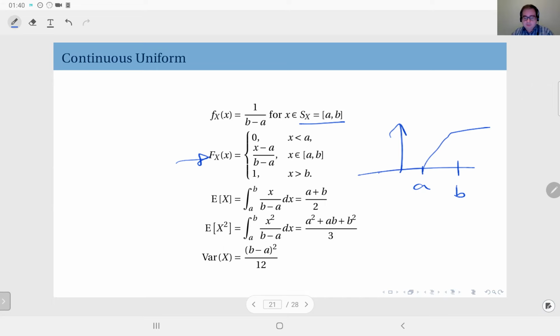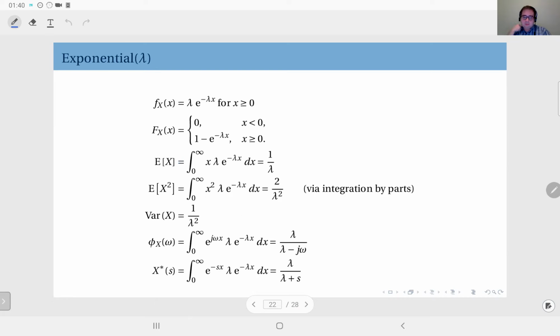And you can compute the expected value and the second moment and the variance by these simple integrations. I'm not going to do them. I'll just give you the results. This is as expected, again, the midpoint, the expected value. And this is the second moment. And of course, when you subtract the square of the first moment from the second moment, you get the variance, which is given by (b minus a) squared divided by 12.